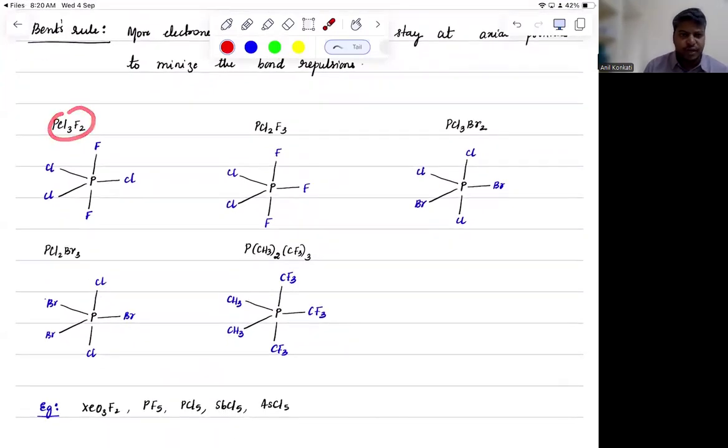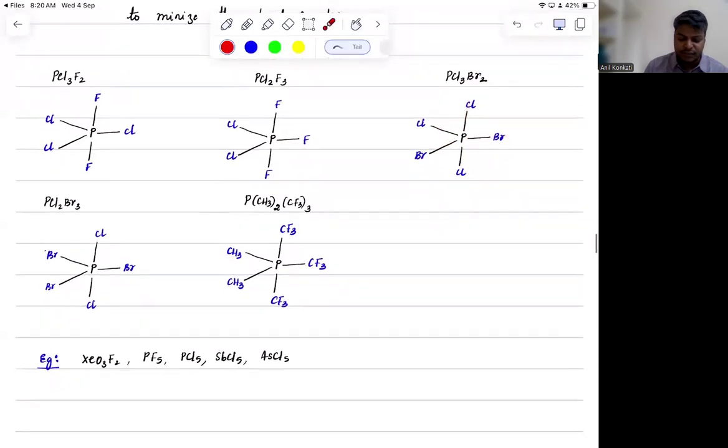PCl3F2. Where should I place fluorine? On the axial direction because it is more electronegative. PCl2F3. The first two I have to put in axial, and the remaining one I have to put in equatorial. PCl3Br2. Again, 2 Cl here, 1 Cl here, and the rest of the 2 Br here. PCl2Br3. Cl will go here, all Br will come here.